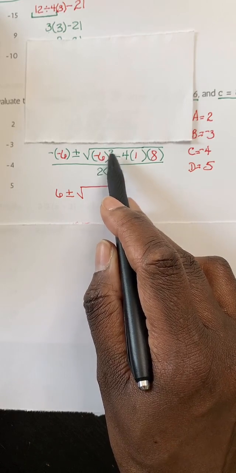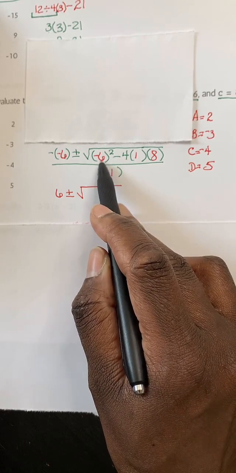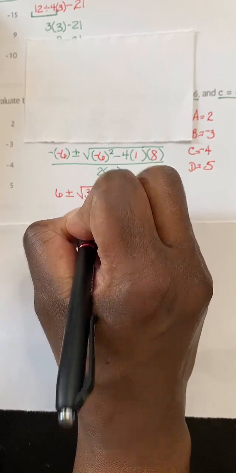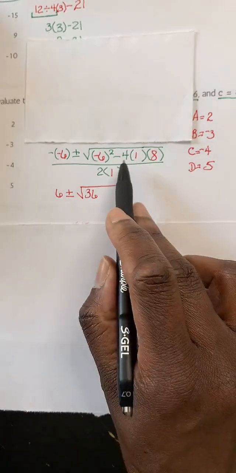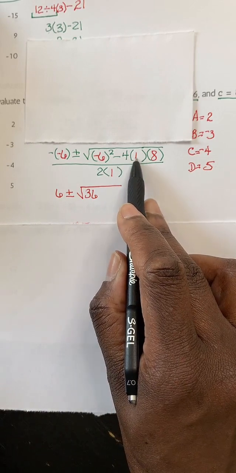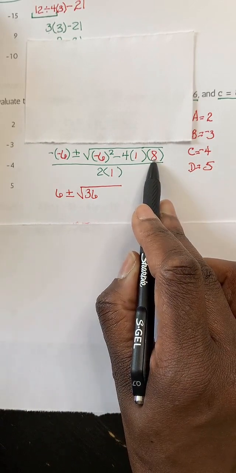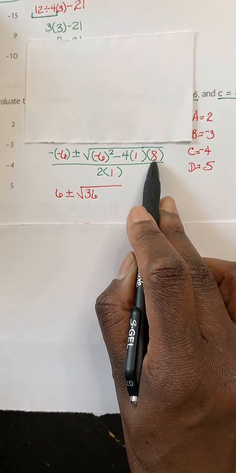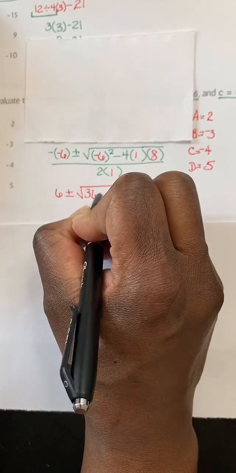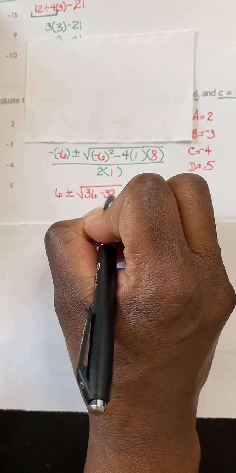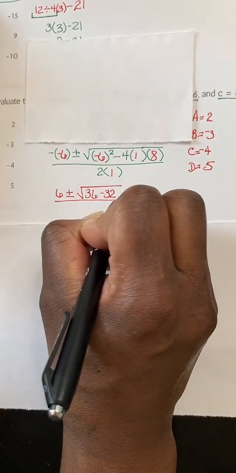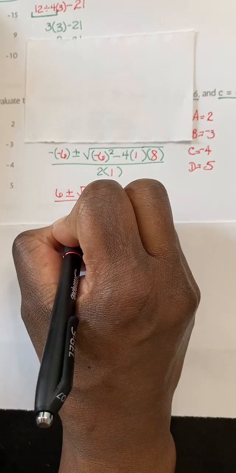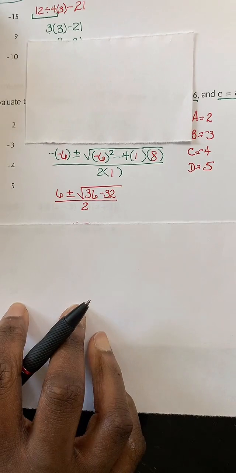Notice the different sizes of the numbers. So -6 times -6 gives me a +36. Now we have a -4 times 1 times 8. So -4 times 1 gives me a -4, and -4 times 8 will give me a -32. And then 2 times 1, not to insult your intelligence, is 2.